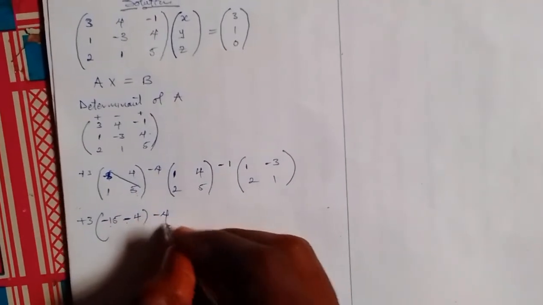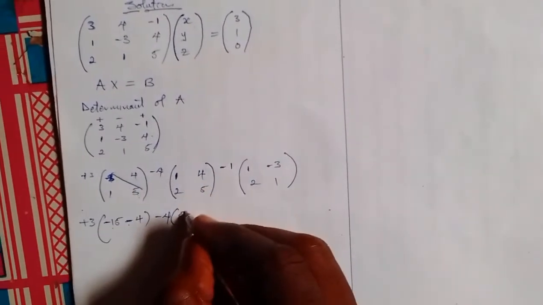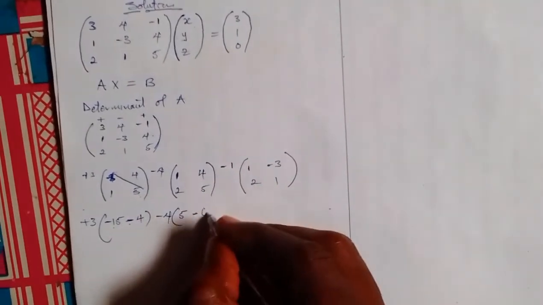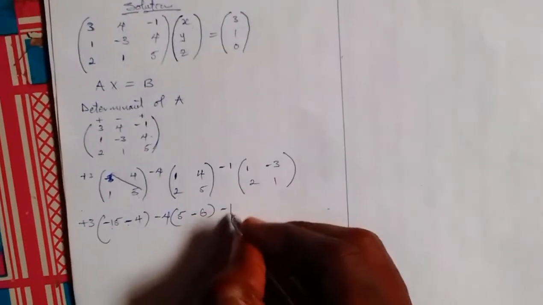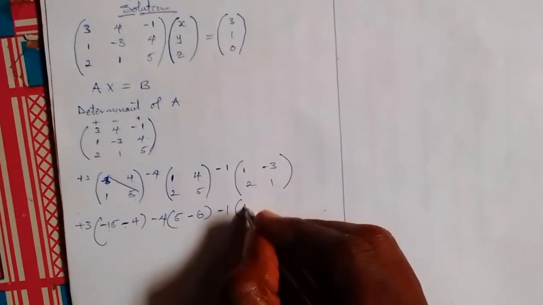Then for the second one, I have 5 times 1, which is 5, minus 2 times 4, which is 8. Then for the last one, we have minus 1 in bracket, 1 times 1, which is 1.